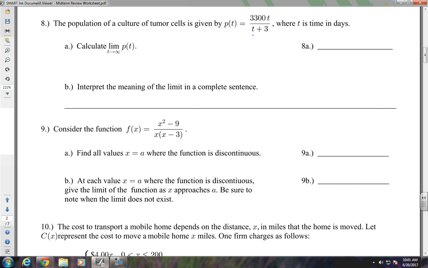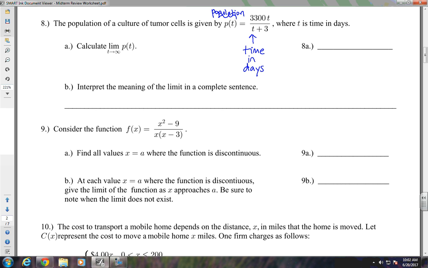So notice t is time in days, and P of t is population. So what we're saying here, as time changes, how does the population of cells change? That means how is this tumor growing or decreasing by measuring the number of cells?